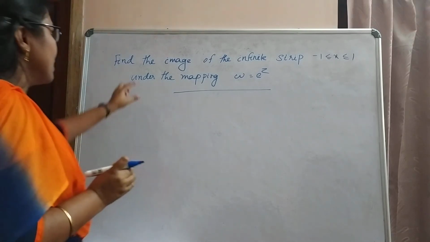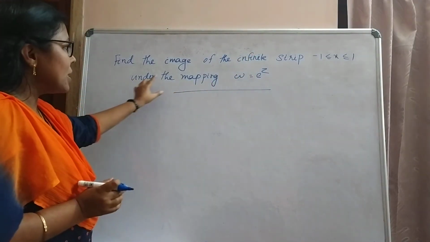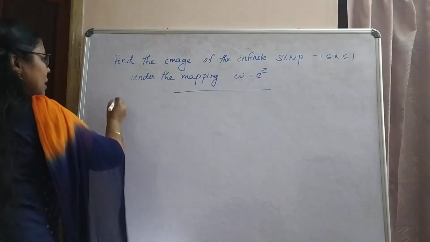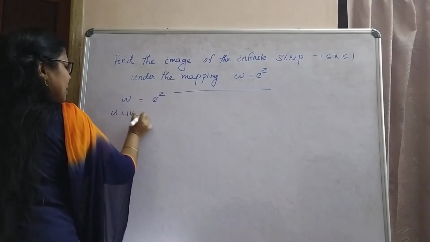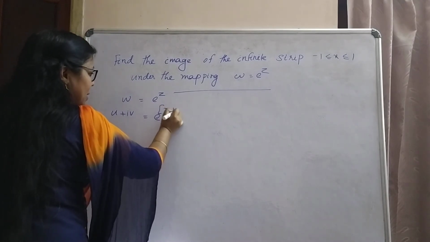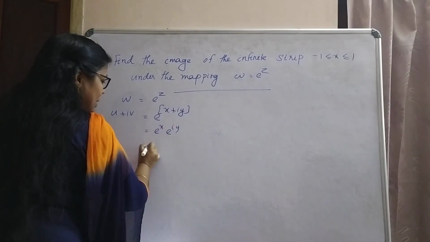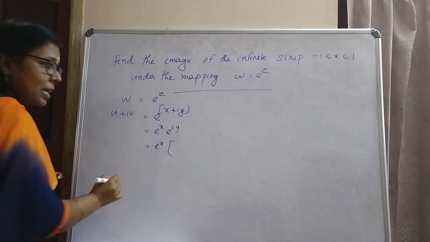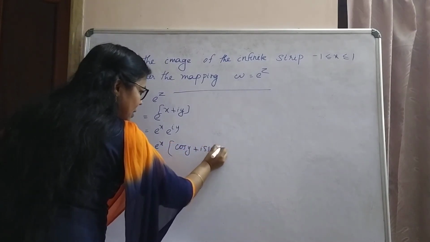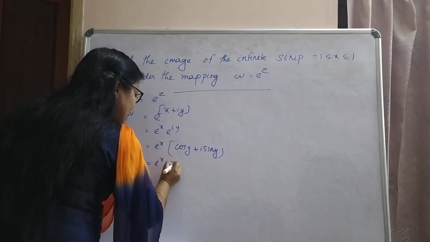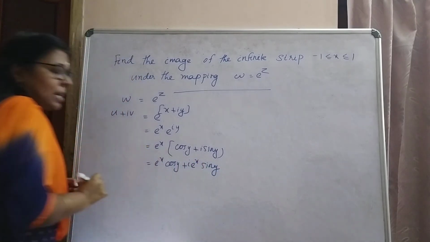Next, a question. Find the image of the infinite strip -1 less than or equal to x less than or equal to 1 under the mapping w equal to e raised to z. Given the mapping is w equal to e raised to z, w is u plus iv, z is x plus iy. This is of the form e raised to x into e raised to iy, which is cos y plus i sin y. This is e raised to x cos y plus i e raised to x sin y.